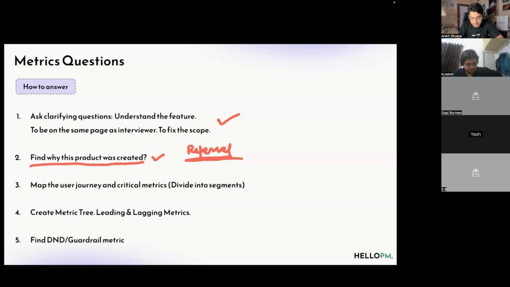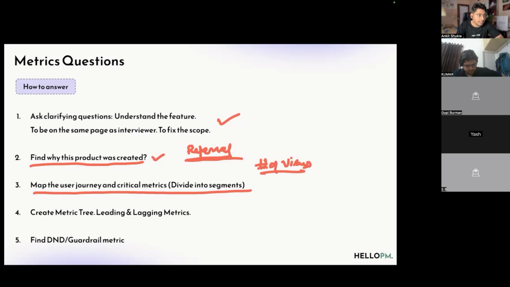Similarly, here, map the user journey and critical metrics, which is you have to create the complete user journey and understand what are the steps that people take and how you can measure every step. Okay. For example, in referral, number of views of landing page where referral is communicated. After that, how many people are clicking on the link and sharing it? Then how many people are signing up? Then how many people are completing their onboarding? These could be multiple metrics.